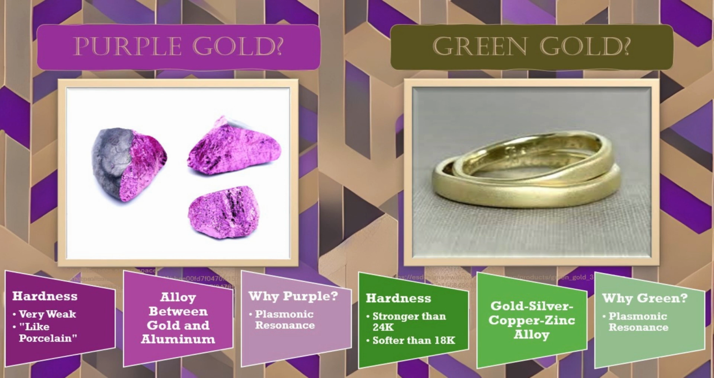On this slide, we can also see green gold. Green gold is a lot harder than purple gold as a gold, silver, copper, zinc alloy. This type of gold wasn't very popular in the past, and this was because one formulation of the metal that was historically used was actually toxic enough to make people sick. They have since reformulated the metal, but it is still pretty rare.